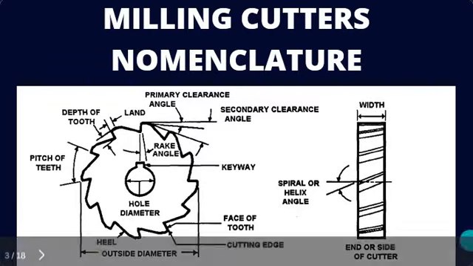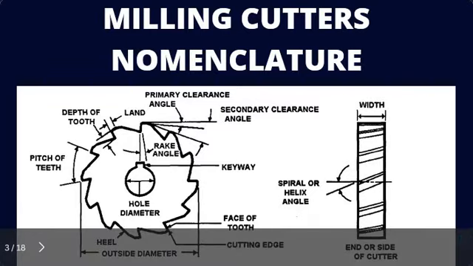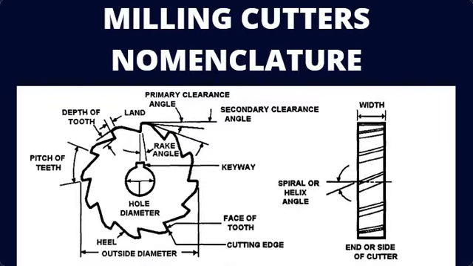We have also here the cutting edge. The cutting edge is the angle on each tooth that performs the cutting. We have also the land. The land is the narrow surface behind the cutting edge on each tooth.